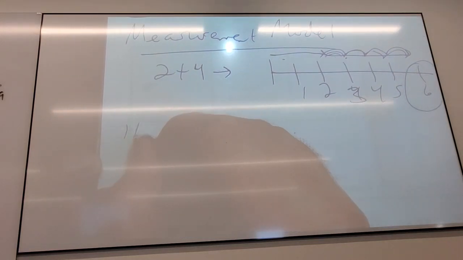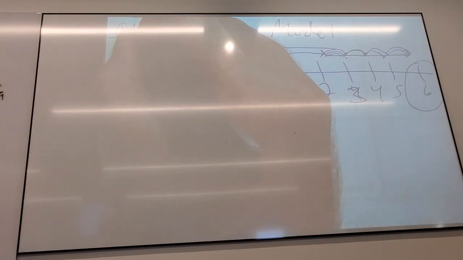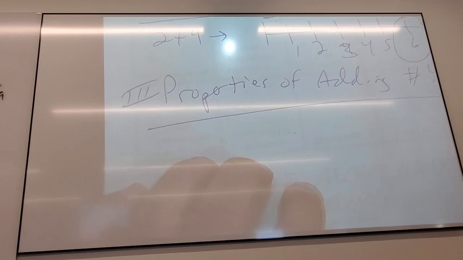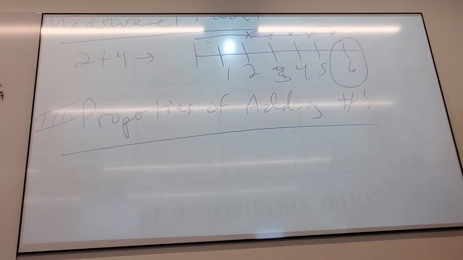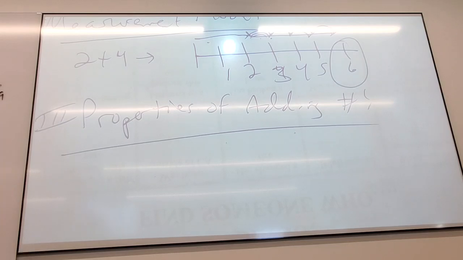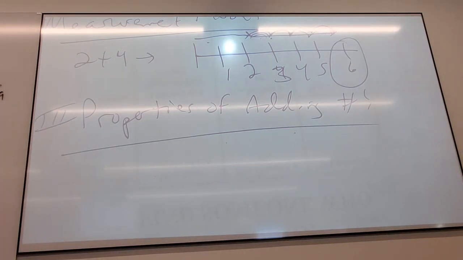Okay. Let me ask you this. Okay, let's talk about the properties of adding numbers. Let me just say a property here and see what your reaction is. Commutative property. Commutative property. I got a reaction over here, I'm not sure what it was. Commutative property. Does that sound familiar to anybody at all?